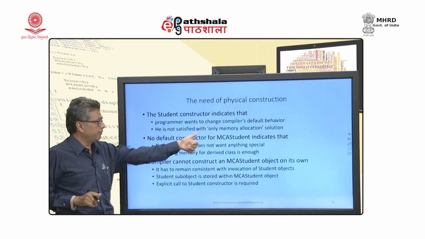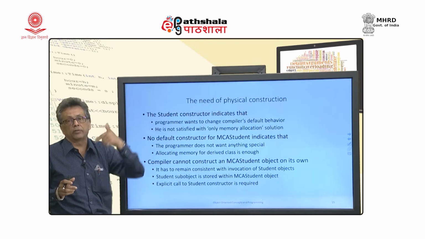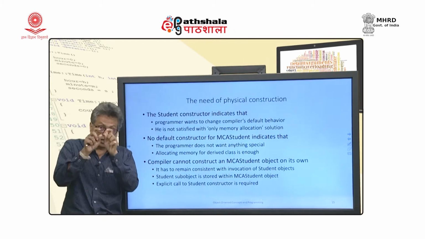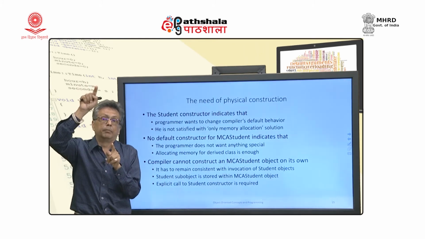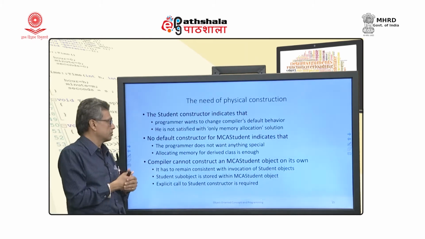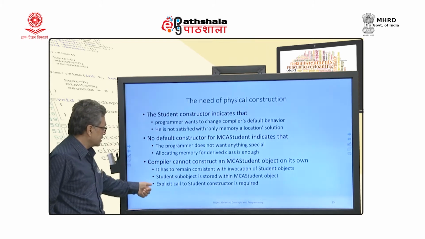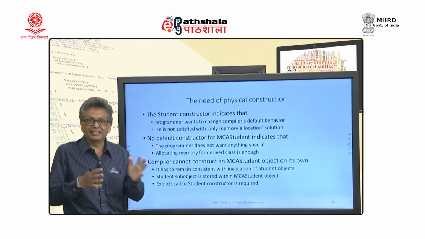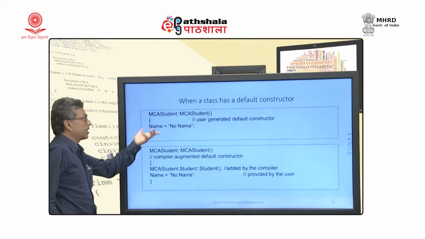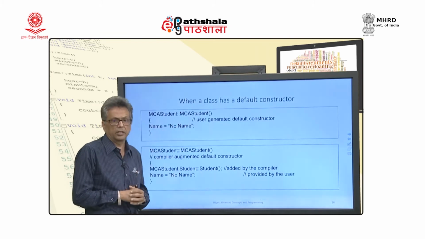But when you have MCA student, the programmer does not know that MCA student contains a copy of the student object, because the compiler is doing it on its own. So, it becomes the compiler's responsibility to construct that object in a manner consistent with the earlier one. That is the reason why it will have to synthesize an additional default constructor. Okay. And that is the reason why an explicit call to the student constructor is required, and that is what is added here.